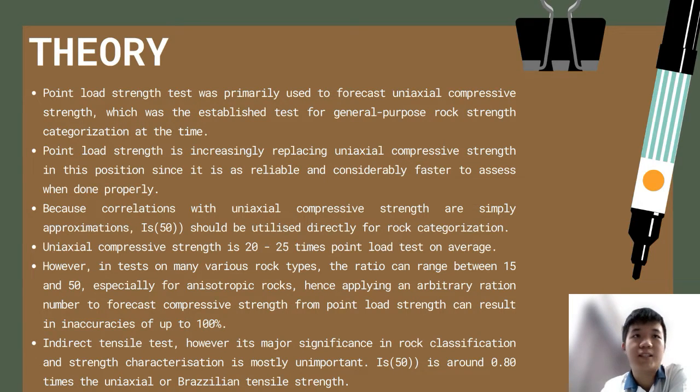IS50 should be utilized directly for rock categorization as it is simply an approximation. Generally, uniaxial compressive strength is 20 to 25 times the point load strength, and the ratio can range between 15 and 50 for various rock types, especially for anisotropic rocks, and inaccuracies of results can be up to 100% if an arbitrary ratio is applied. Lastly, the point load test is an indirect tensile test, and IS50 is around 0.8 times the uniaxial or Brazilian tensile test. Thank you.